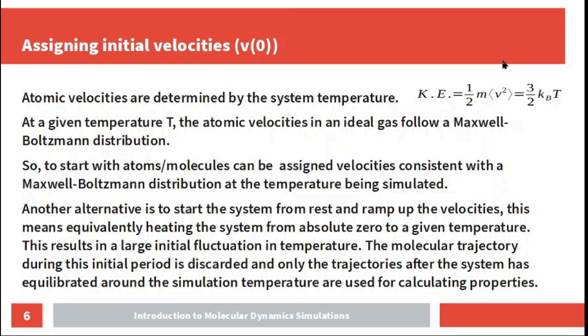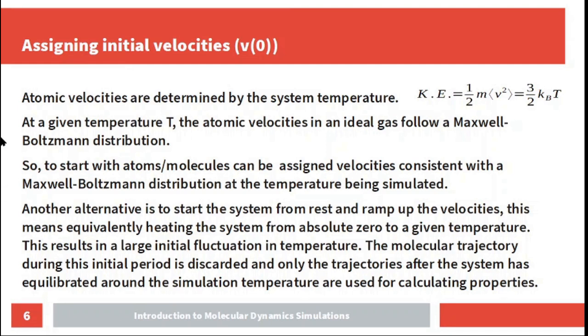So at a given temperature T, the atomic velocities in an ideal gas follow a Maxwell-Boltzmann distribution. So to start with, atoms and molecules can be assigned velocities consistent with the Maxwell-Boltzmann distribution at the temperature being studied. Some people use a Gaussian distribution instead of the Maxwell-Boltzmann distribution, which is technically not correct as far as ideal gases are concerned, but ultimately as the simulation progresses, this distribution gets adjusted to Maxwell's distribution on its own anyway. So this is not wrong either.